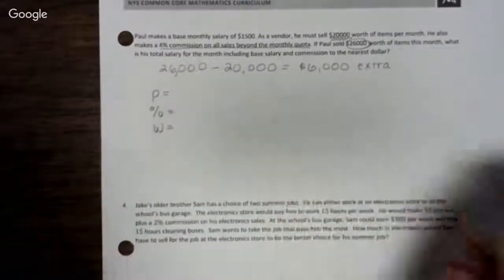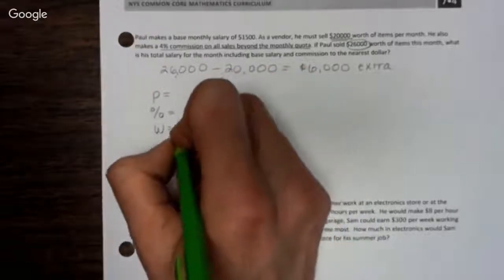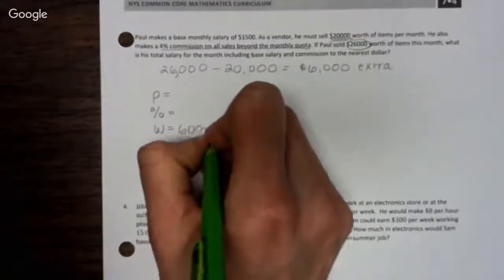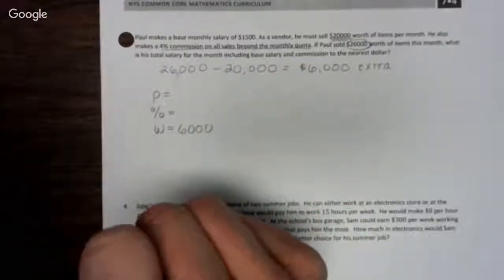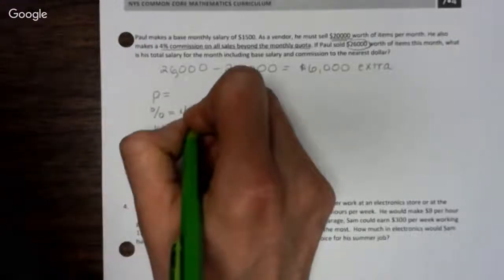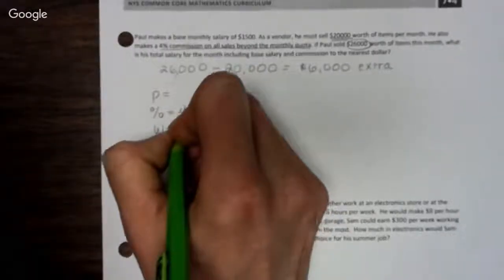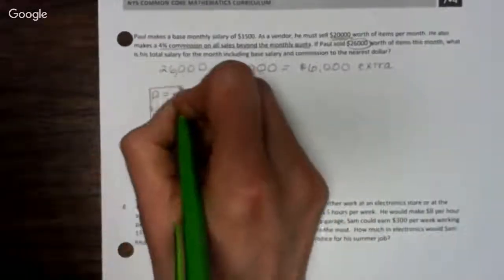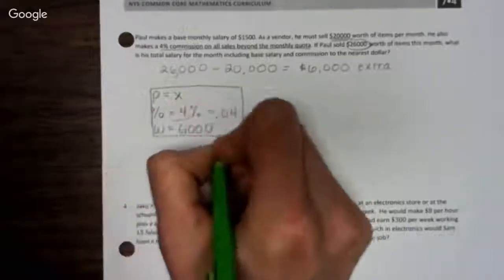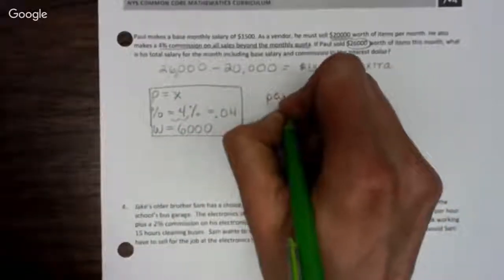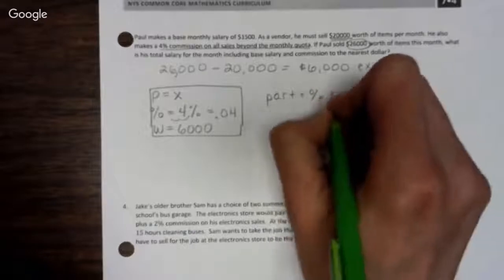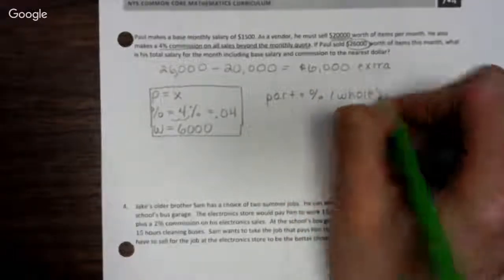So part equals percent times whole. He's sold $6,000 extra. That's what he's making commission on. And it's a 4% commission. Move the decimal over twice. That gives us 0.04. And we want to know how much commission that is. That's our part.